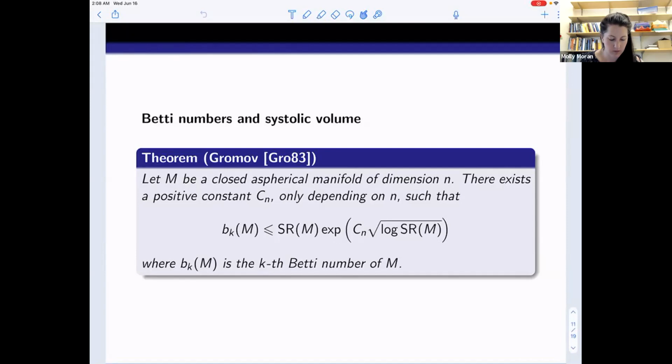So this theorem can be considered as a curvature-free version of the Betti number theorem. In differential geometry, Gromov also proved the upper bound of the Betti number in terms of some curvature condition.